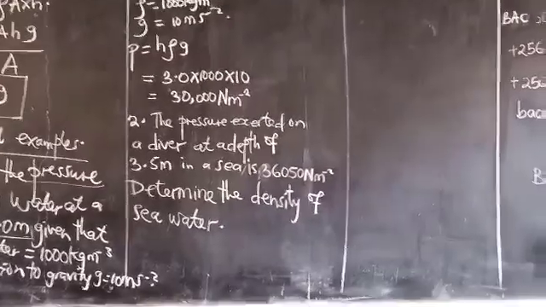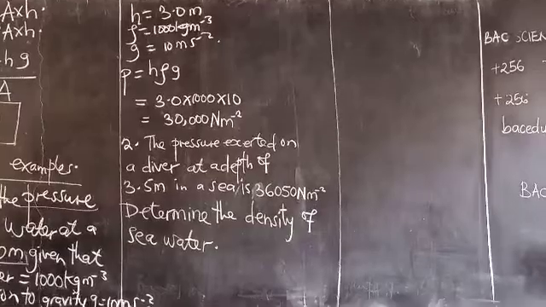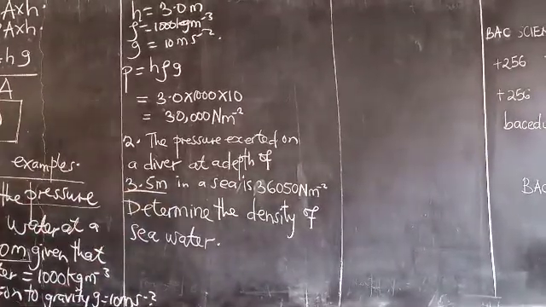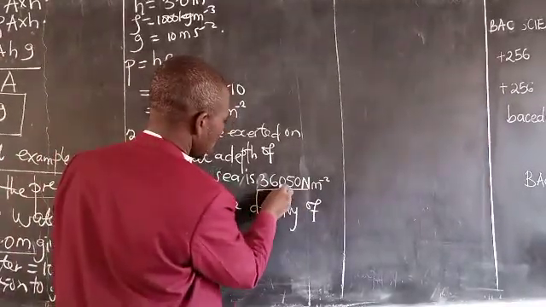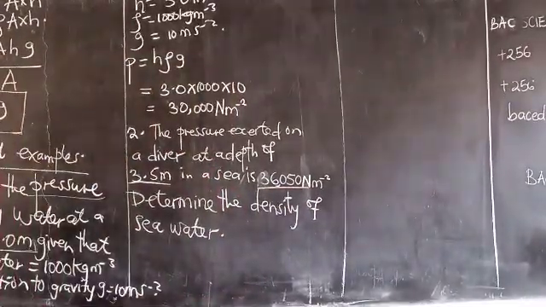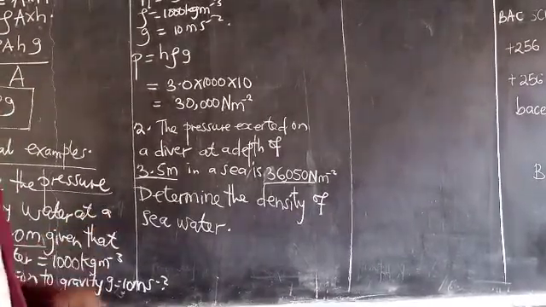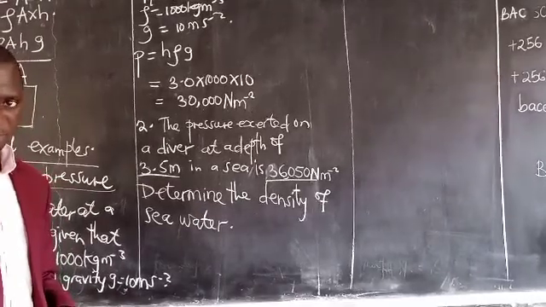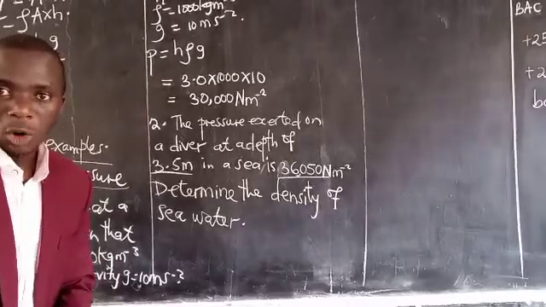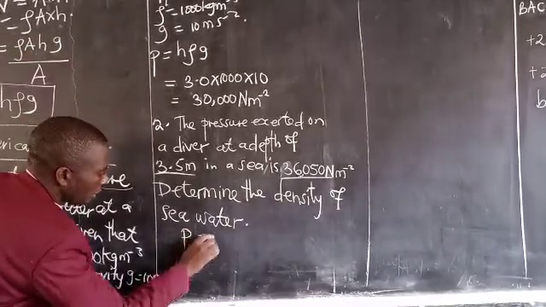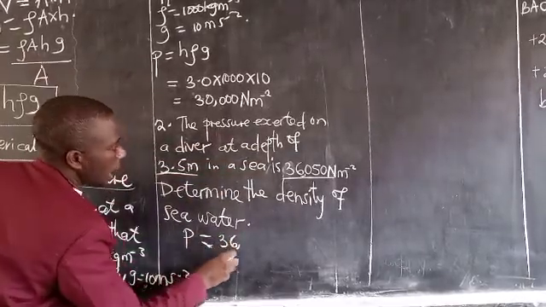Yes, the pressure exerted on a diver at a depth of 3.5 meters in the sea is 36,050 Newton per meter squared. Determine the density of sea water. Here you are given pressure. Density is required. Let's see what we have and what we don't have. We have pressure. We are told the pressure exerted on that diver is this much.